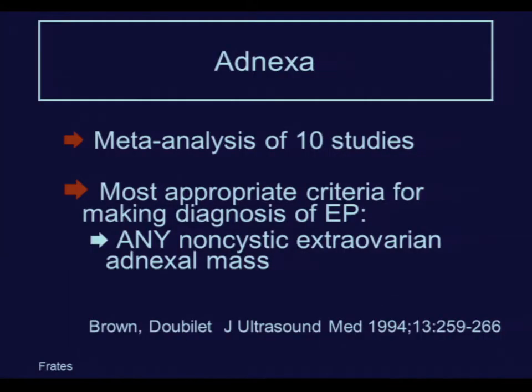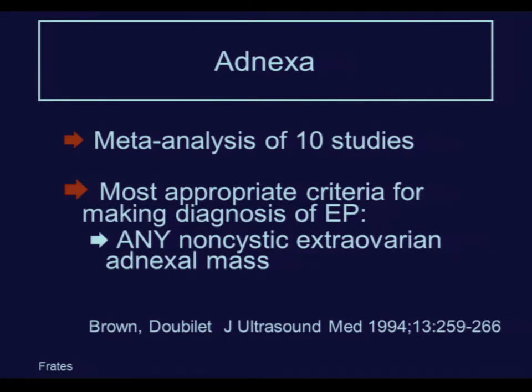Now, the landmark study in evaluation of the adnexa in patients with ectopic pregnancy was done by Brown and Duboulet and published in 1994. This was a meta-analysis of 10 large studies, making an attempt to determine the most appropriate criteria to diagnose an ectopic pregnancy. And what this study found was that any non-cystic extraovarian adnexal mass had a very high likelihood of being an ectopic pregnancy. And take those words carefully and separately.